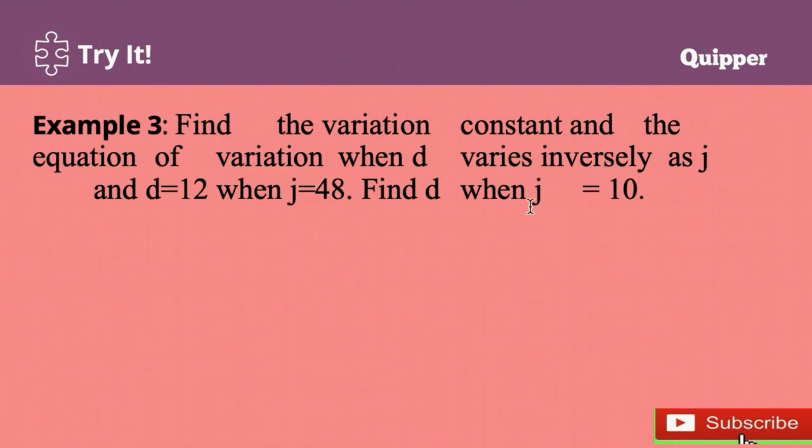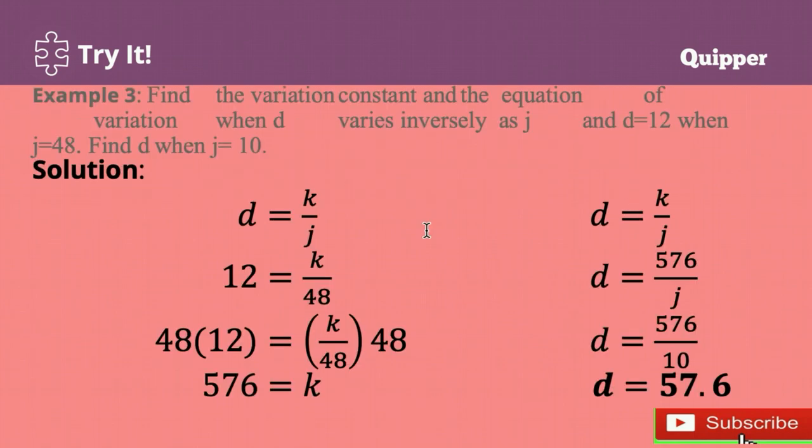Example number 3. Find the variation constant and the equation of variation when d varies inversely as j and d is 12 when j is 48. Find d when j is 10. Here's the solution. First, translate the mathematical expression or equation for the statement d varies inversely as j. And this is the translation: d is equal to k over j.